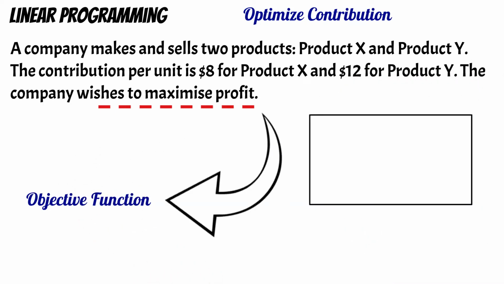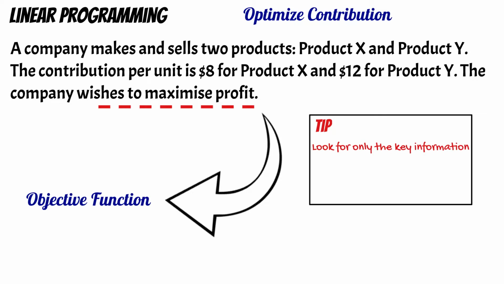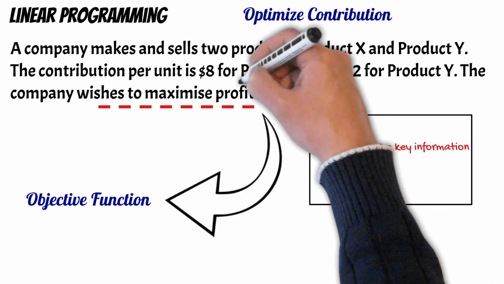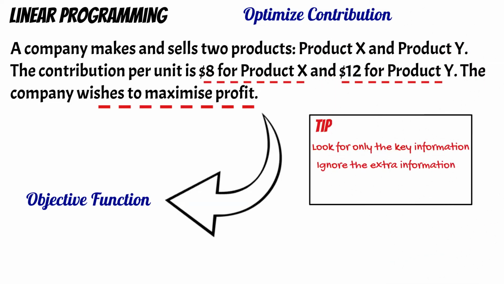By the way, whenever you're given a word problem, always look for the key information. For example, the key information in the above long paragraph of text is $8 for X and $12 for Y. Rest is just extra words, so don't be intimidated by them.